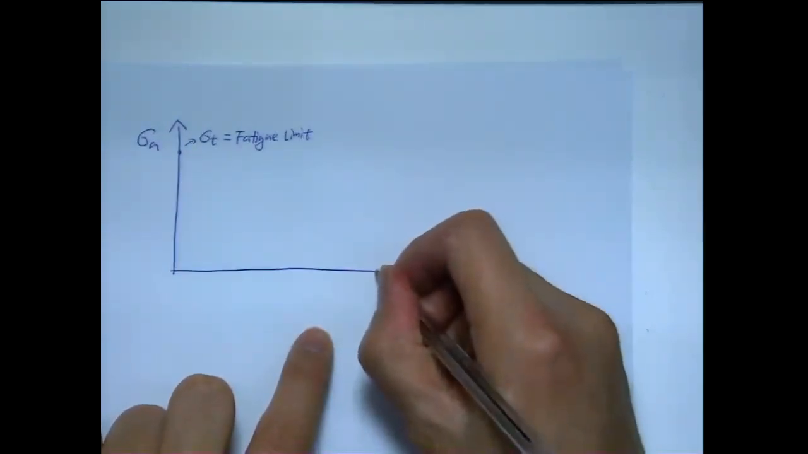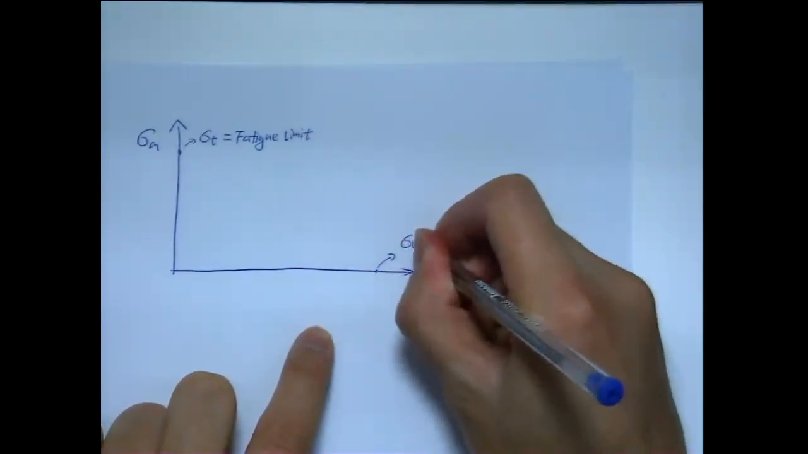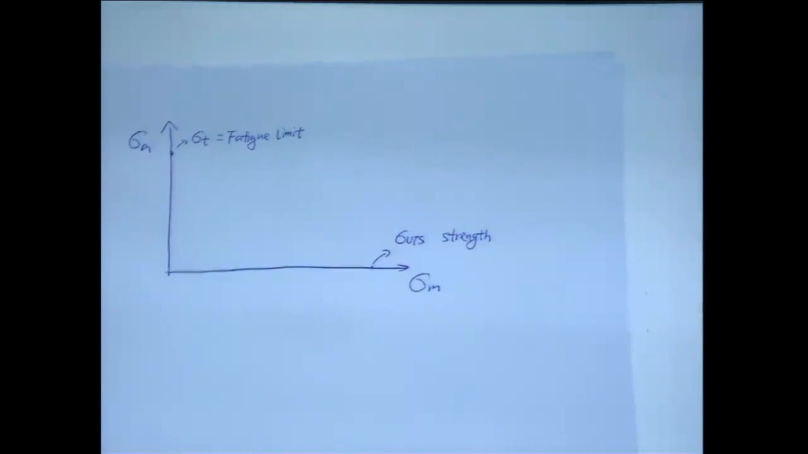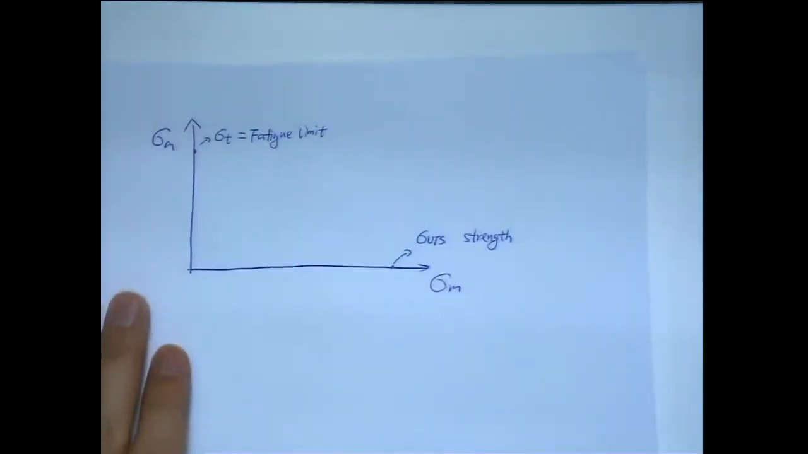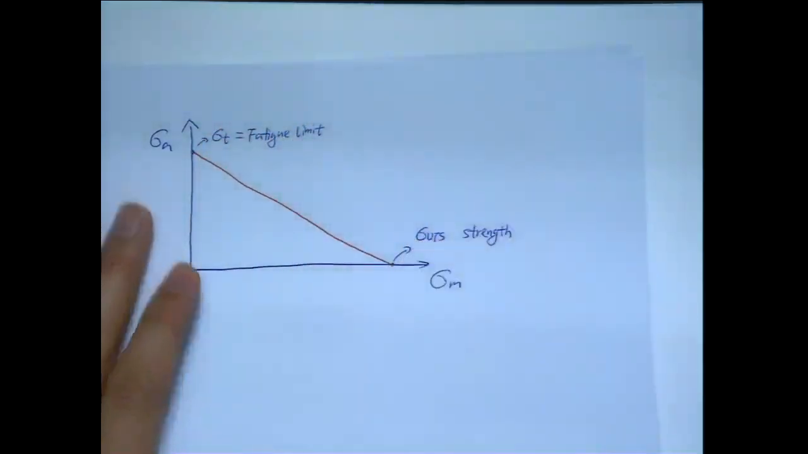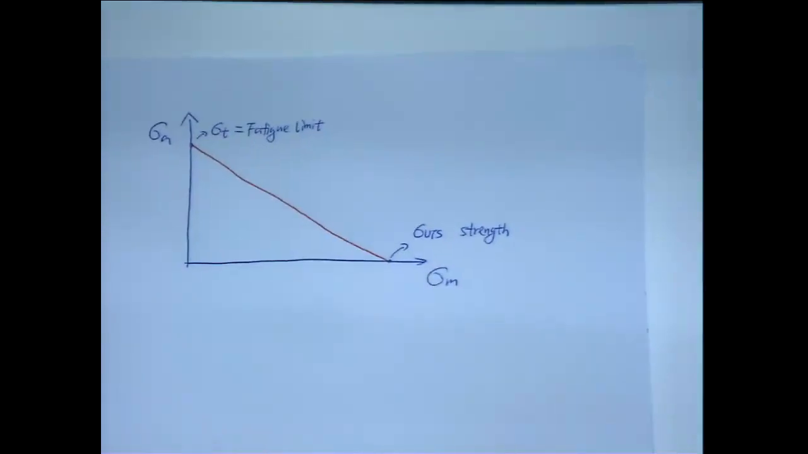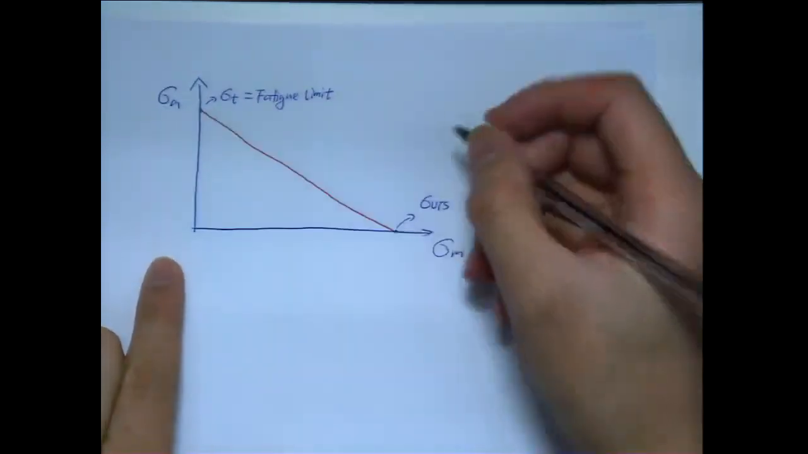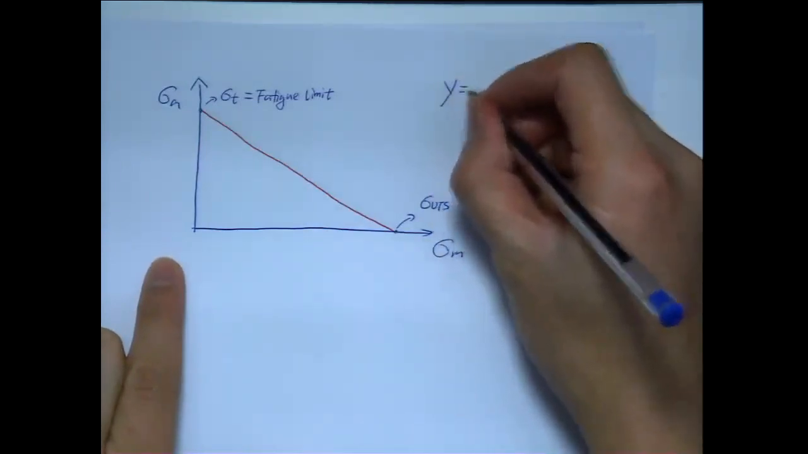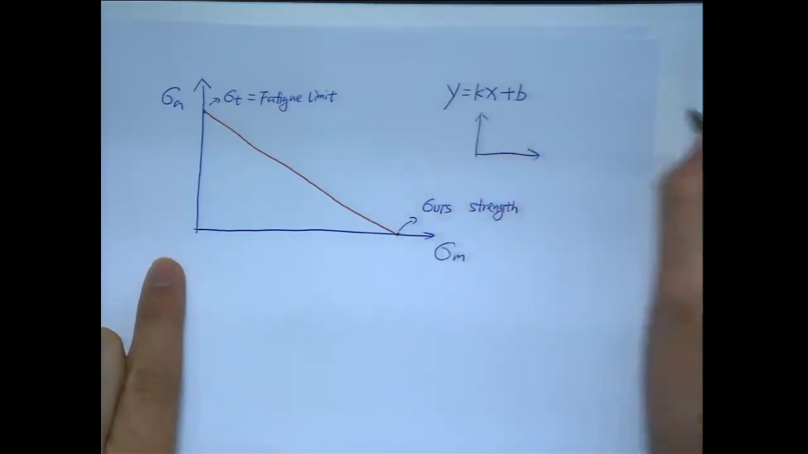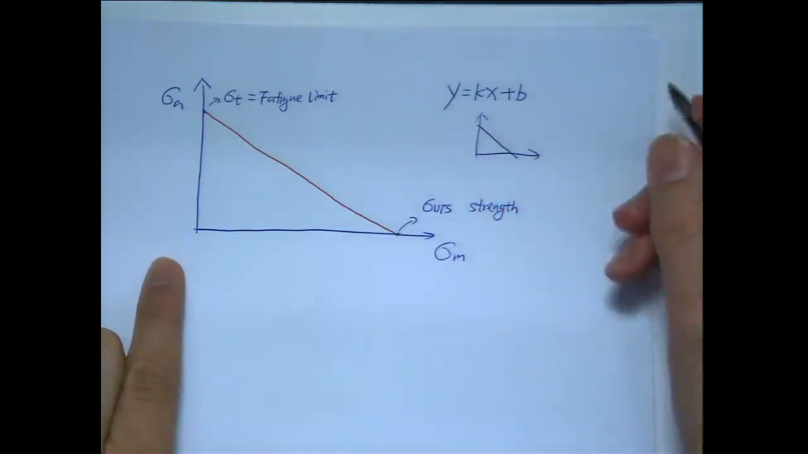And then you have sigma UTS, the failure strength, the ultimate tensile strength. And you connect this curve, basically, this is just a line equation. So do you remember how to write this line equation in a mathematical form? That's the question. For a line equation, do you remember the basic equation is y equal to kx plus b for any type of line.